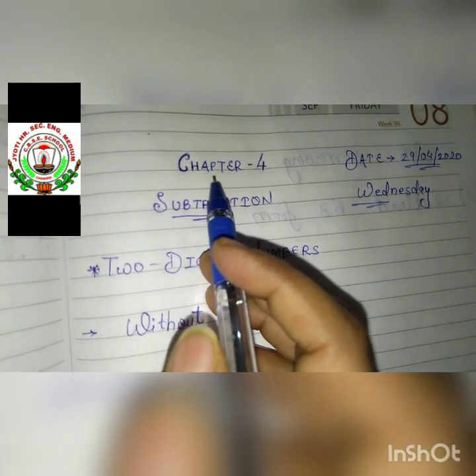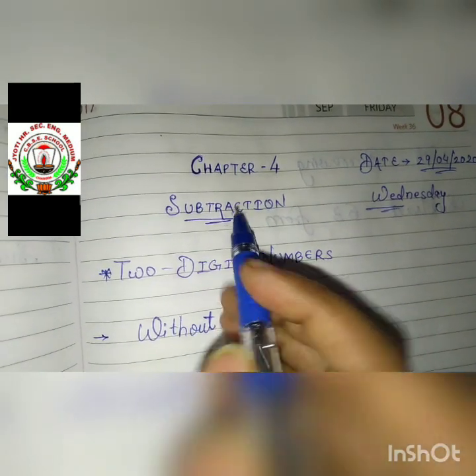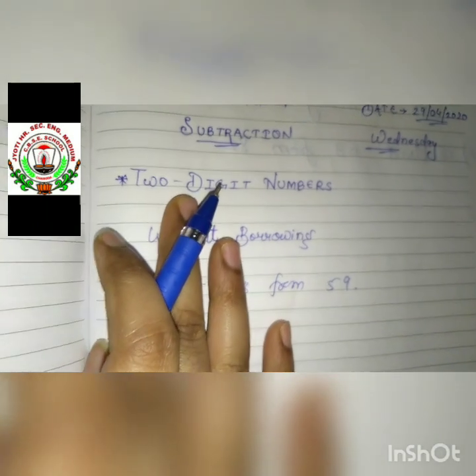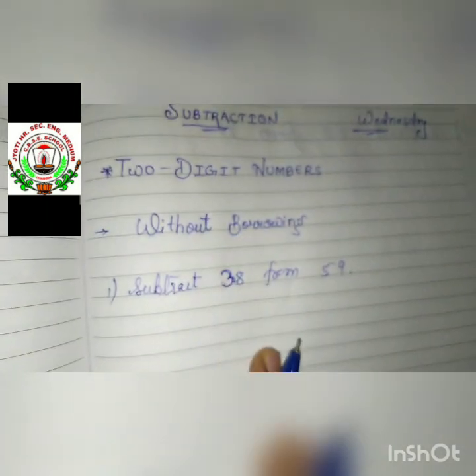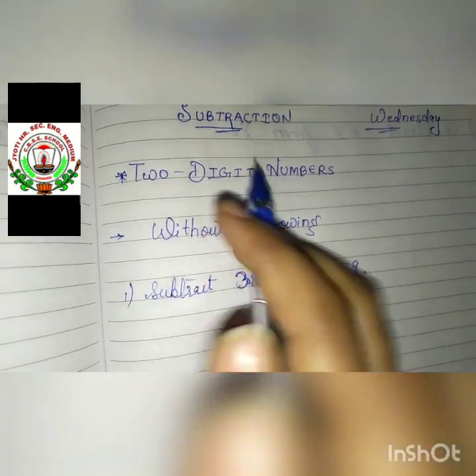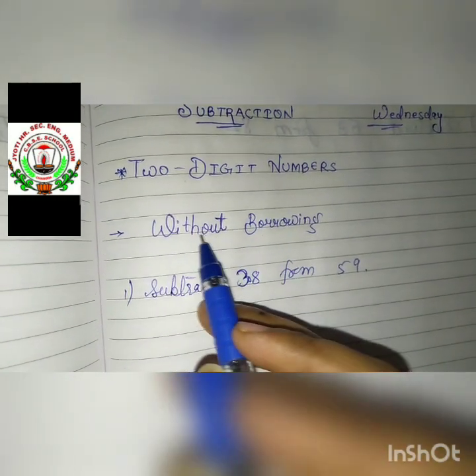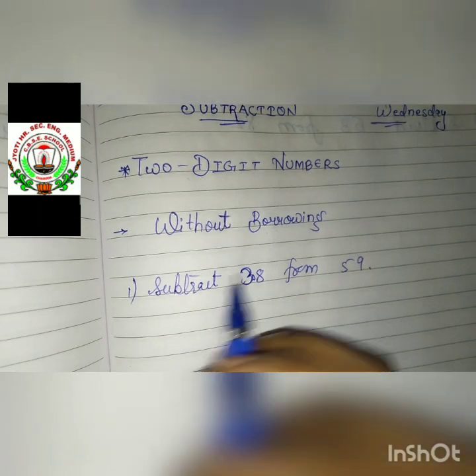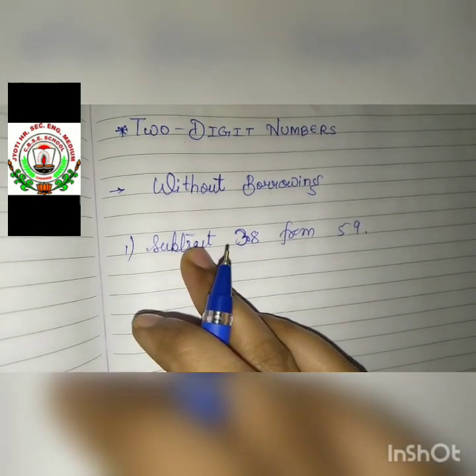Today we will continue with our chapter 4, subtraction. Before moving on to the next topic, let us have a short recall of what we studied in the previous class. Two-digit numbers without borrowing as well as with borrowing. Here we have one example.